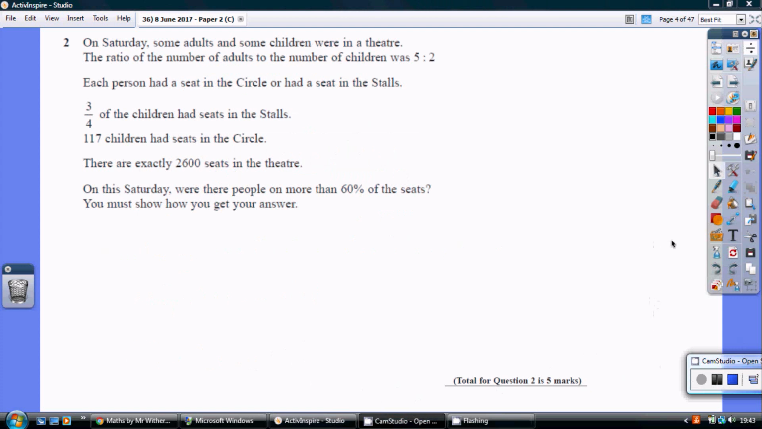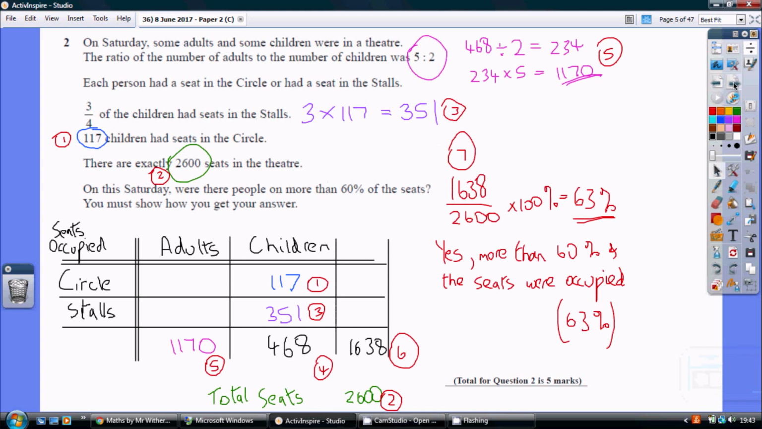Question 2. Now I thought this was incredibly difficult for the second question on a paper, particularly when you're all nervous and just trying to settle down. So my suggestion to you, if you get one of these questions, particularly early on when you're bombarded with information, is just write down what you know in a two-way table.